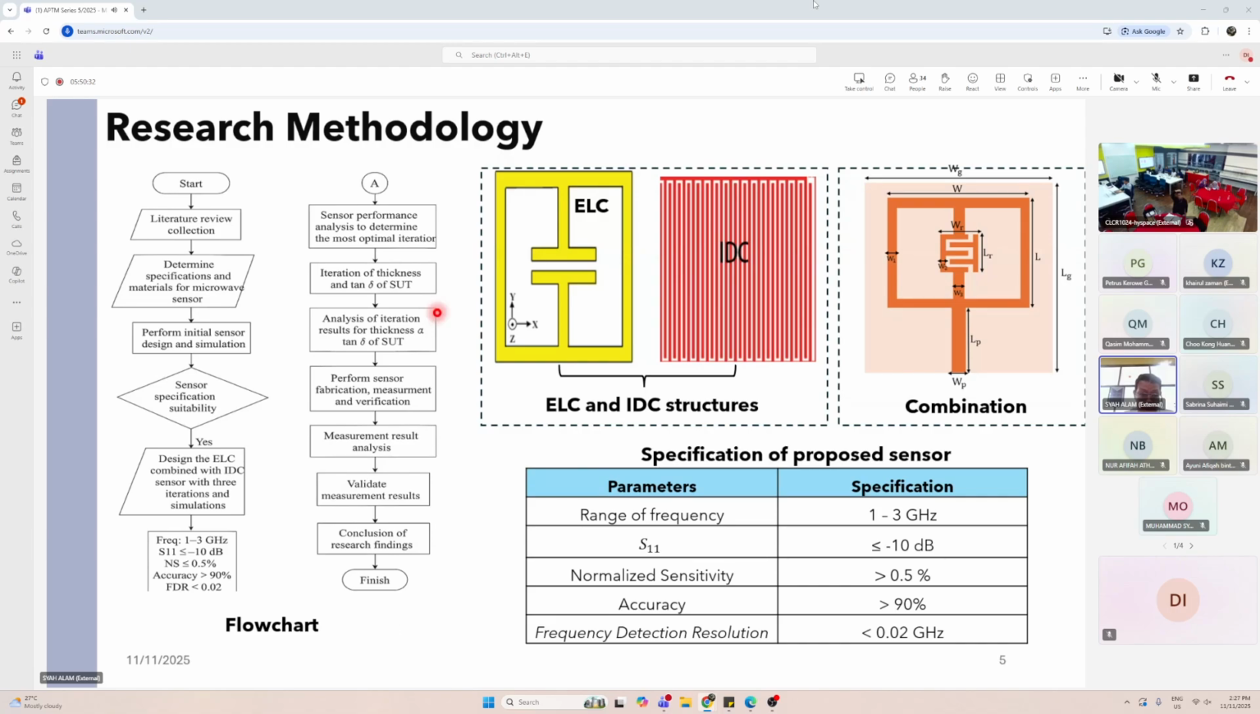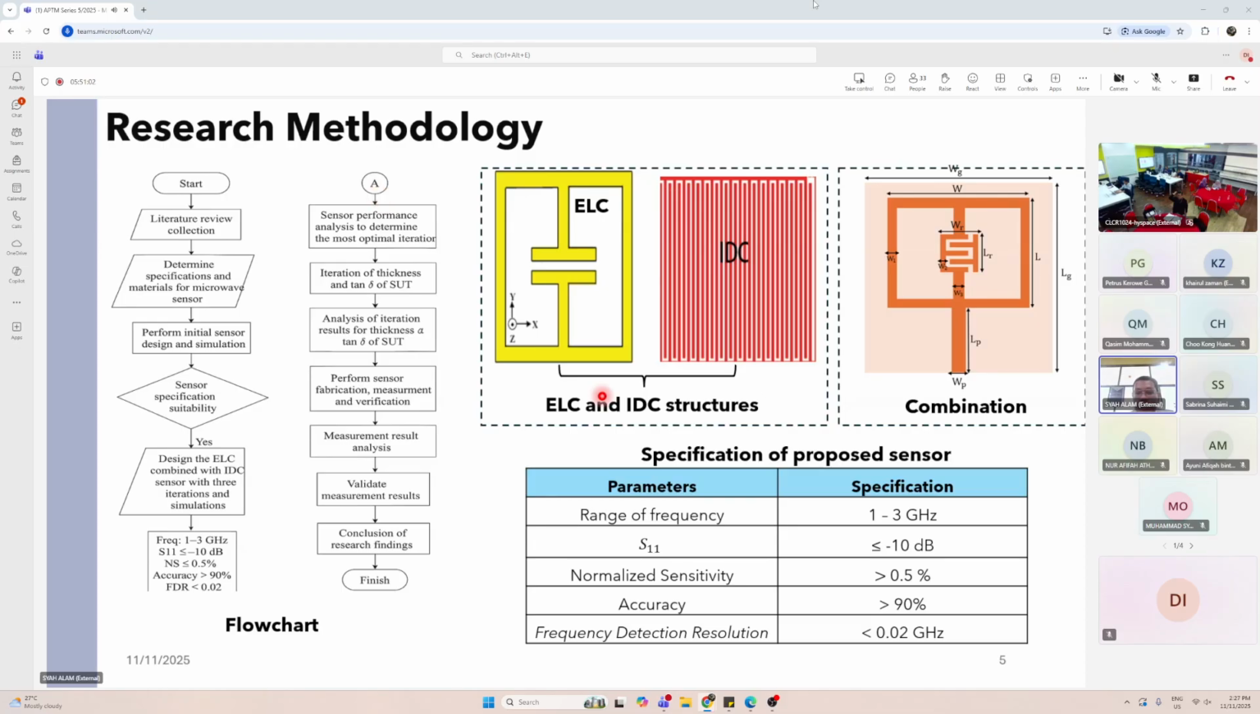So this is the research methodology. We start from the literature review and determine the specification of the material for the microwave sensor. We do simulation and iteration with the EM simulation. After that, we combine the ELC and IDC at a resonance frequency of 1 until gigahertz. Then we fabricate the sensor and validate the performance in our laboratory.